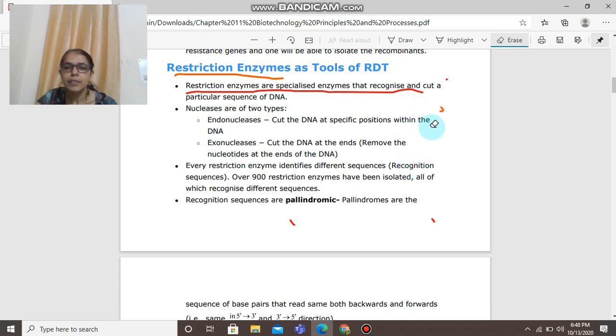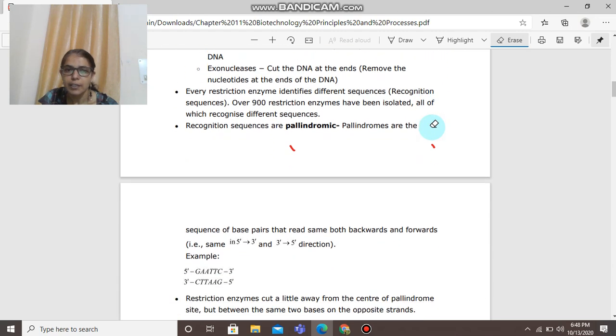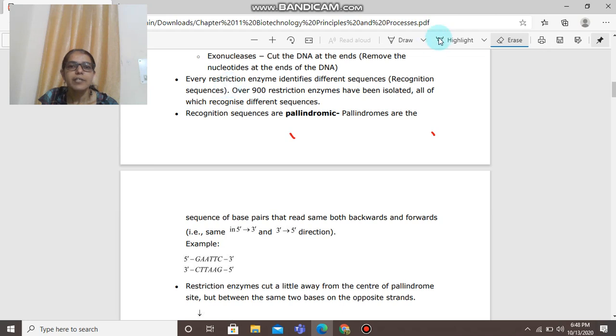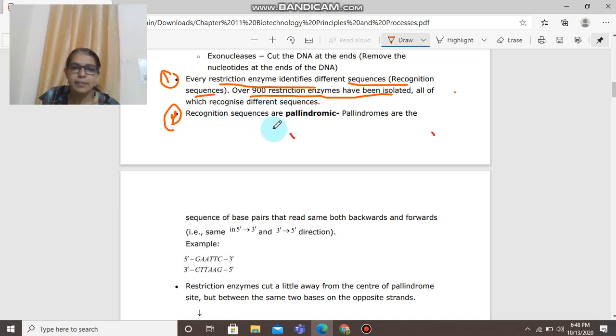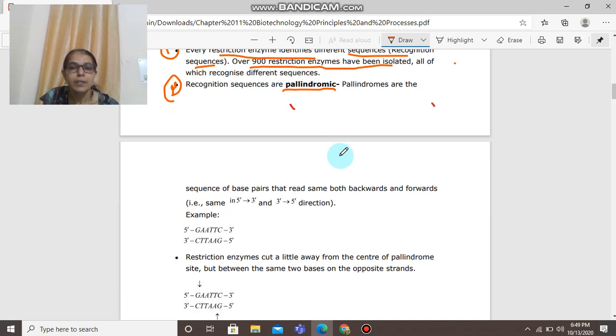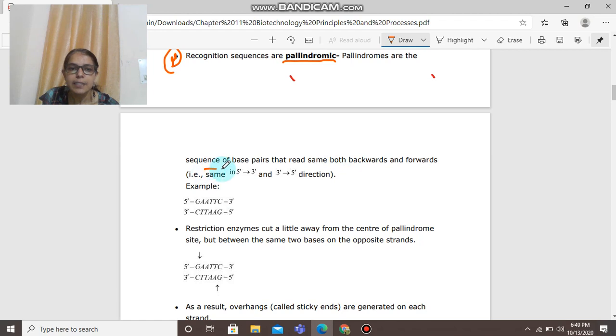But there are quite a few interesting features regarding the working of these restriction enzymes. First feature: every restriction enzyme has its own recognition site, and till now approximately 900 restriction enzymes have been isolated. Second point regarding the working of these restriction enzymes is that the sequences which are identified by them are known as palindromic. Now, what is the meaning of palindromic? These are the sequences of base pairs that are the same both backward and forward.